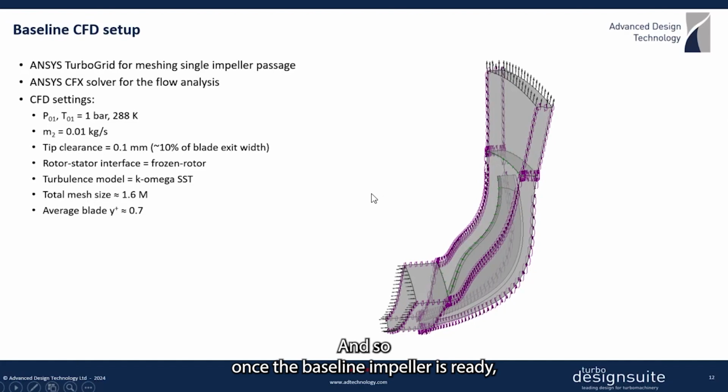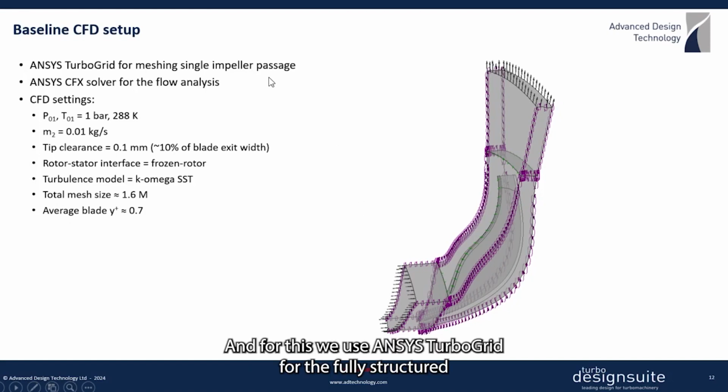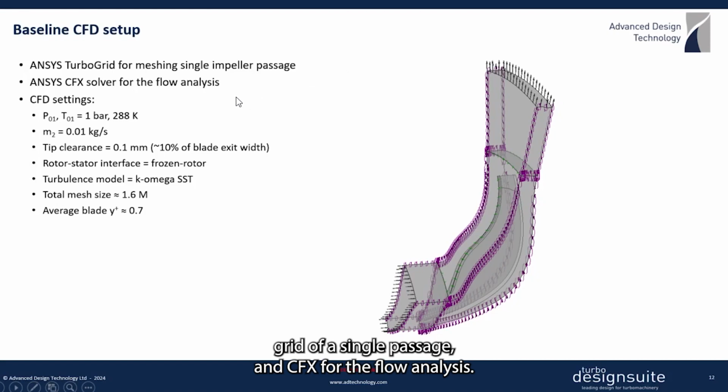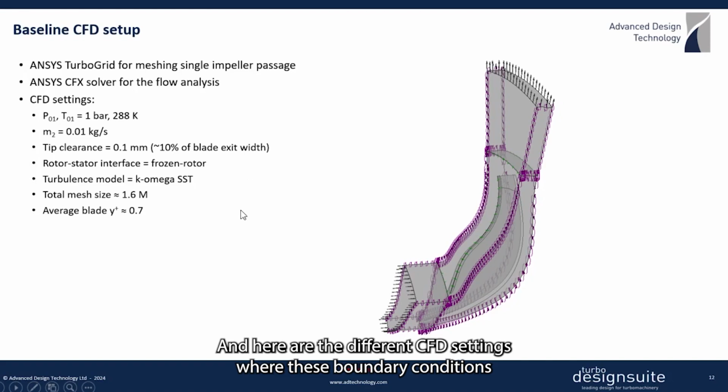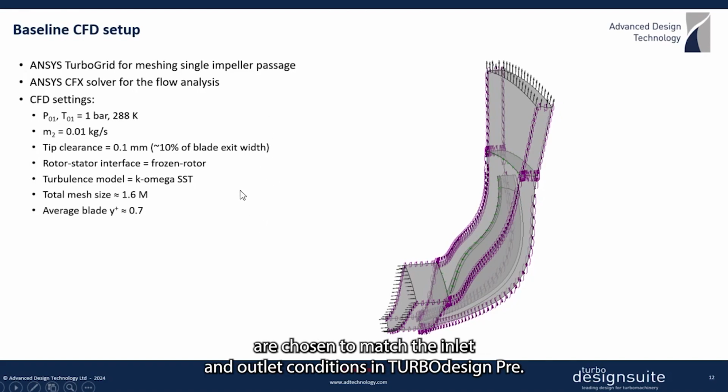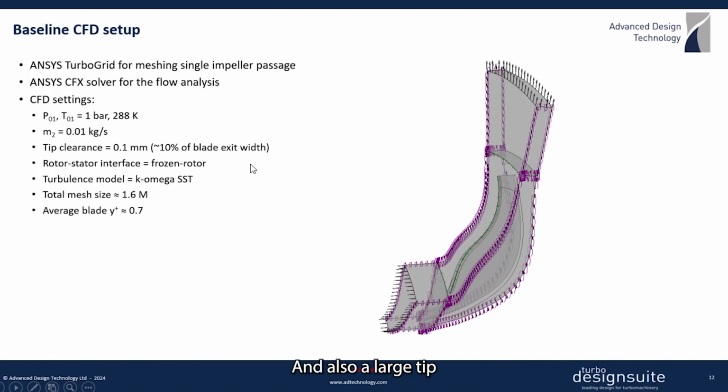And so once the baseline impeller is ready, a CFD analysis is run to check the actual performance. And for this, we use ANSYS TurboGrid for the fully structured grid of a single passage and CFX for the flow analysis. And here are the different CFD settings where these boundary conditions are chosen to match the inlet and outlet conditions in Turbo Design Pre. And also a large tip clearance relative to the blade exit width is used, which is commonly observed in these compressors.